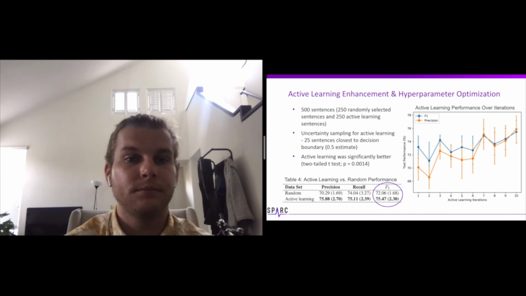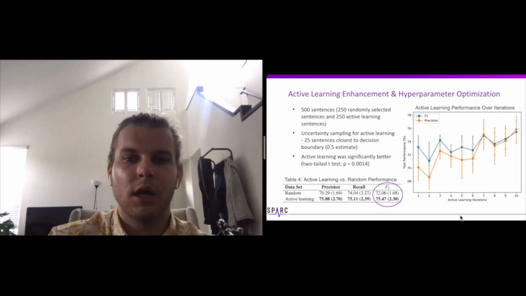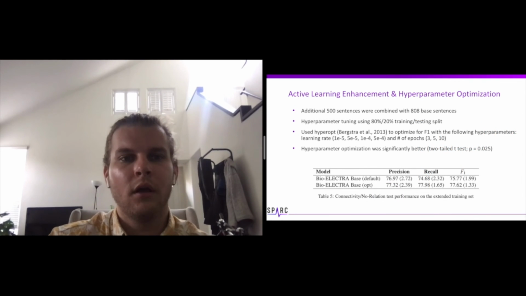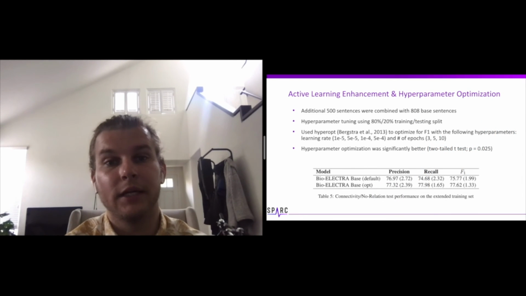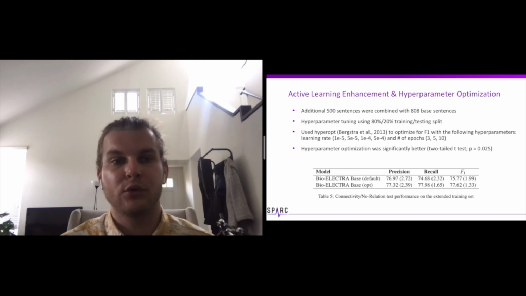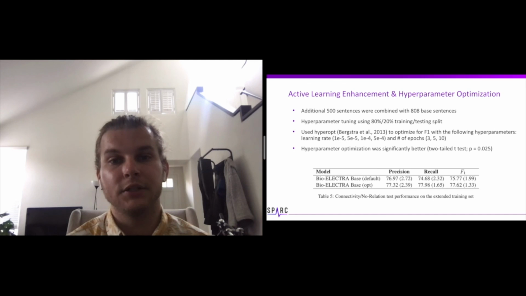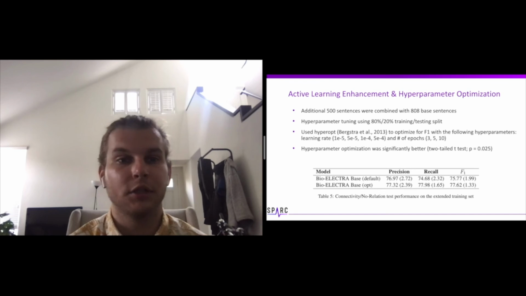And then, as shown in table 4, active learning significantly outperformed random sampling. So the additional 500 sentences we annotated during our active learning enhancement were added to our initial 808 base sentences, creating our final annotated corpus of 1,308 sentences. We performed our hyperparameter tuning using an 80-20 split, with 80% going towards training and 20% going towards testing. We used the hyperopt Python package to optimize our F1 values using learning rate and number of epochs as hyperparameters. And as shown in table 5, hyperparameter optimization significantly outperformed our defaults.